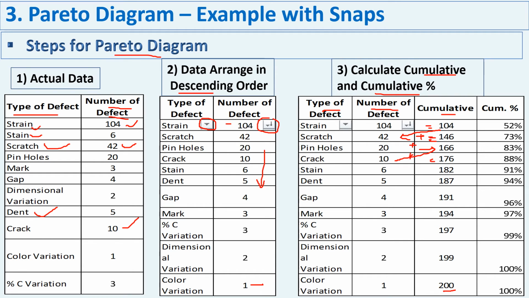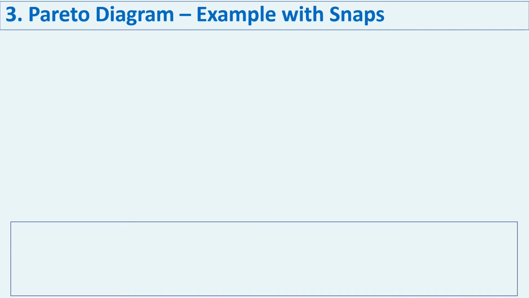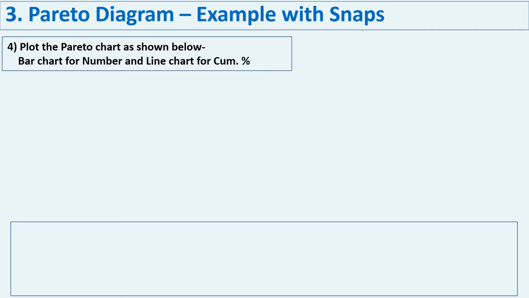How do we calculate the cumulative percentage? The total number of defects is 200, so 104 divided by 200 is 52%. Then 146 divided by 200 is 73%, then 83%. Like this way, 200 divided by 200 is 100%. This is how we calculate the cumulative and cumulative percentage. Then step 4 is to plot the Pareto chart as shown below: a bar chart for numbers, and a line chart for cumulative percentage.